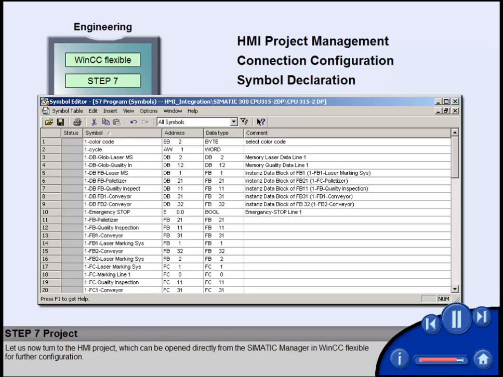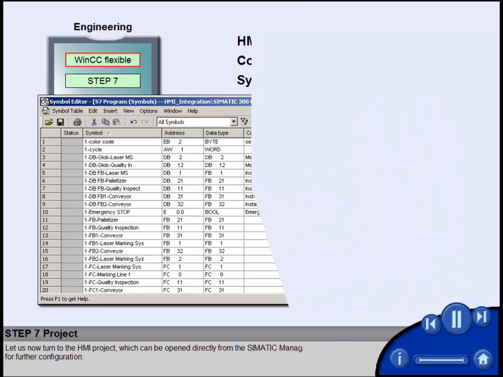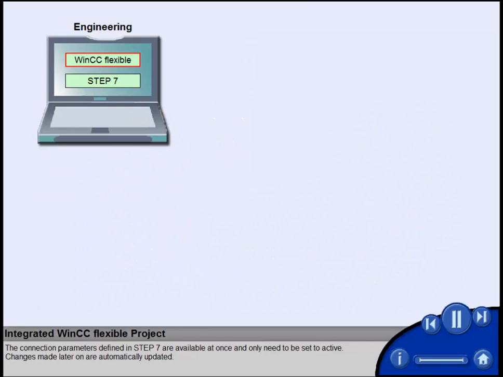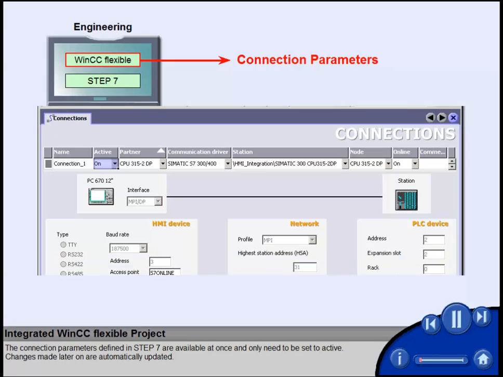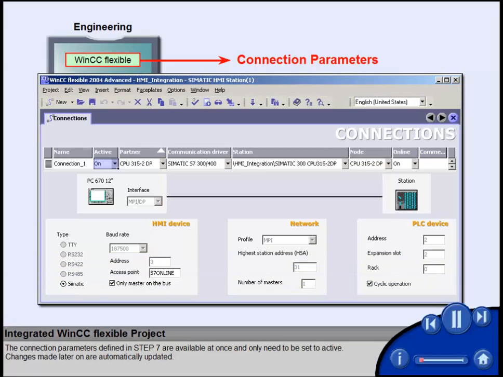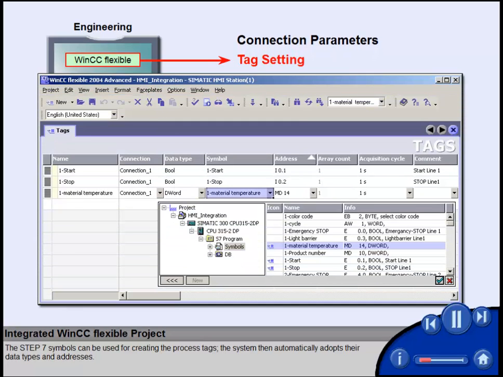Let us now turn to the HMI project, which can be opened directly from the Simatic Manager in WinCC flexible for further configuration. The connection parameters defined in Step 7 are available at once and only need to be set to active. Changes made later on are automatically updated. The Step 7 symbols can be used for creating the process tags. The system then automatically adopts their data types and addresses.